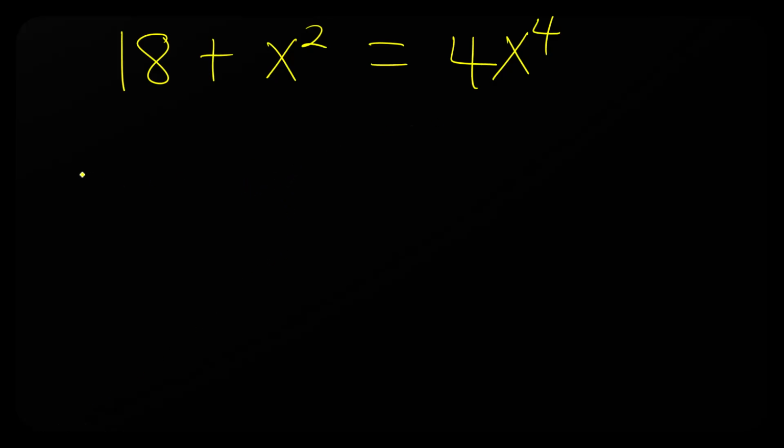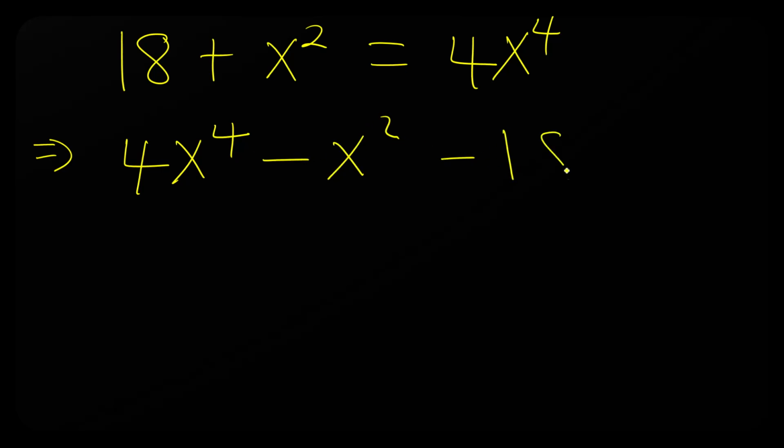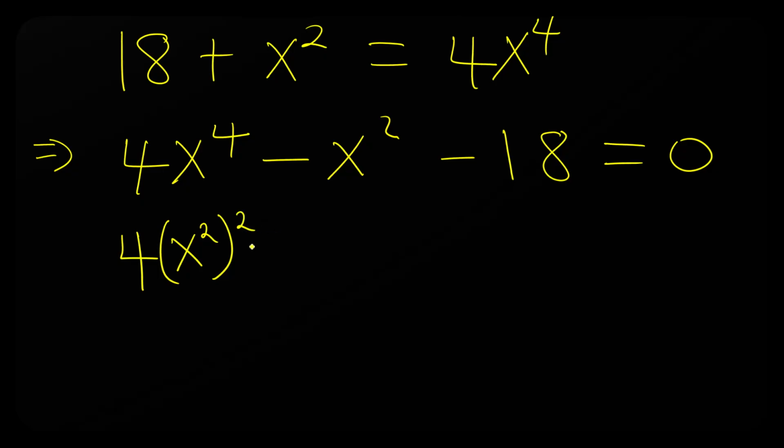Okay, from here we can arrange them. So let's send everything in. That will be 4x to the power 4 minus x squared minus 18 equals 0. Now let's observe this x to the power 4. Can we form x squared here? Yeah, we can say 4 times x squared, all squared, because we want to form this one here, minus x squared minus 18 equals 0.